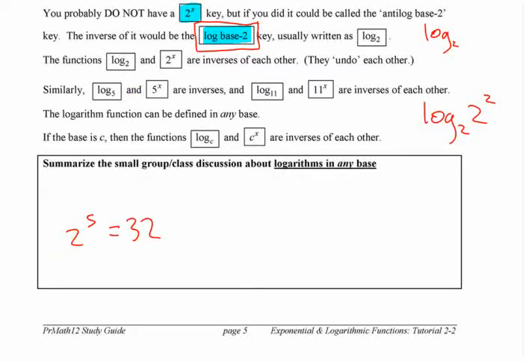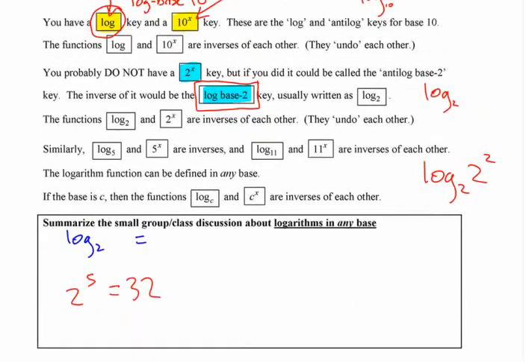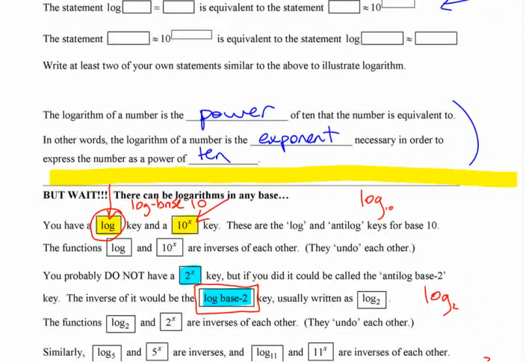If I wanted to say log base 2 of something is equal to something. Remember that the base 10 logarithm of a number is the power of 10 that the number is equivalent to. If I was to now go back and say the base 2 logarithm of a number is the power of 2 that the number is equivalent to, right?